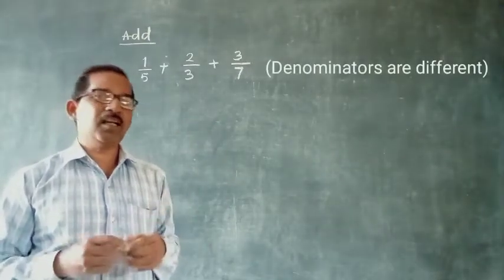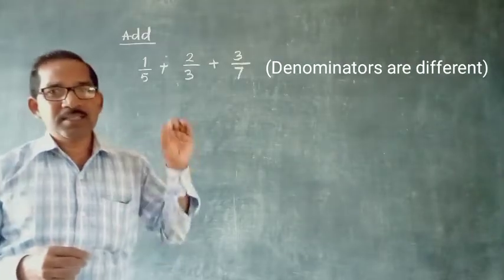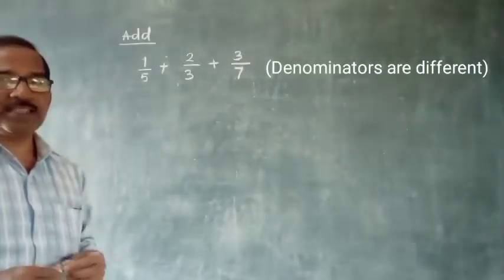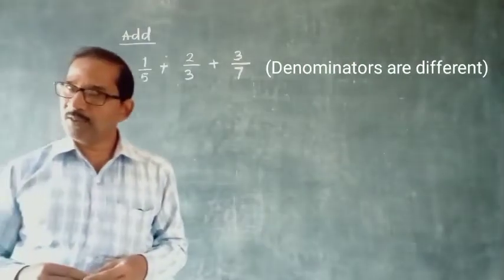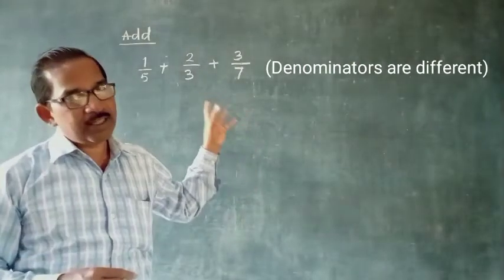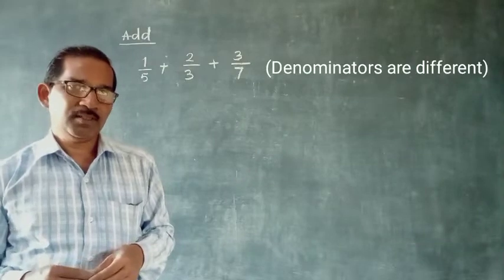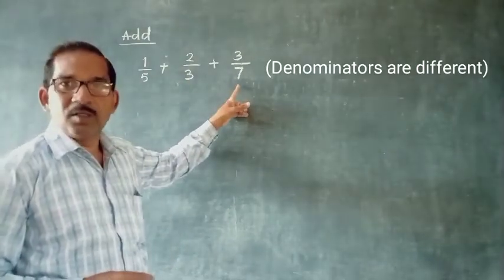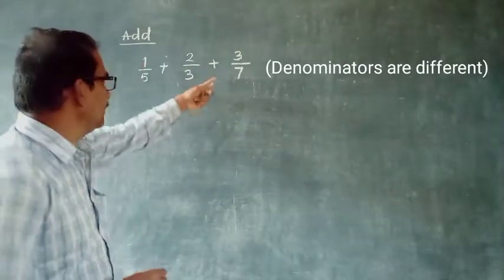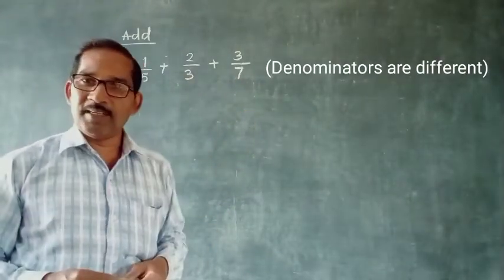So, we simply find out the LCM of the denominators, lowest common multiple. And here it is so easy because there is no common factor which is divisible by these three denominators.